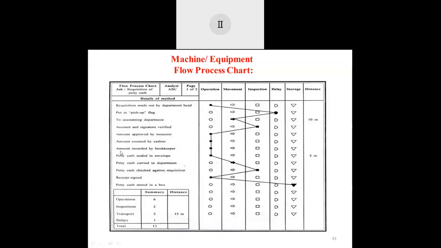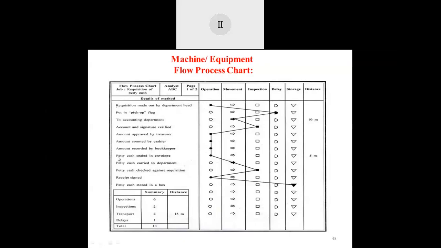Then the amount is recorded by the bookkeeper. Next, after the cashier, that flow, how much money is being provided and to whom you have given that money, all this record will be kept by the bookkeeper, right? So another operation will be there.